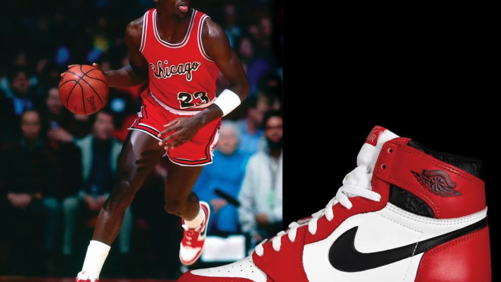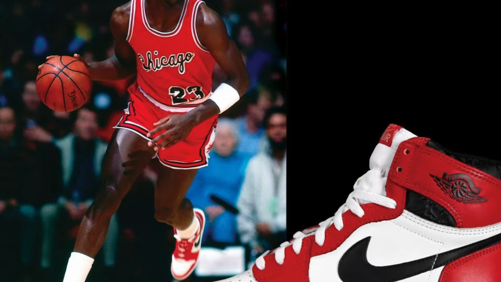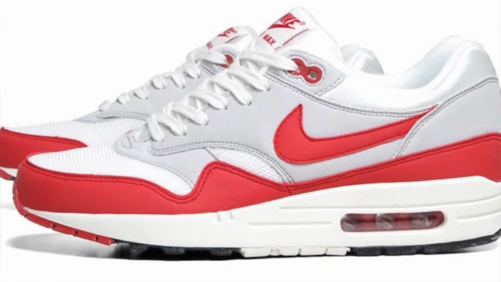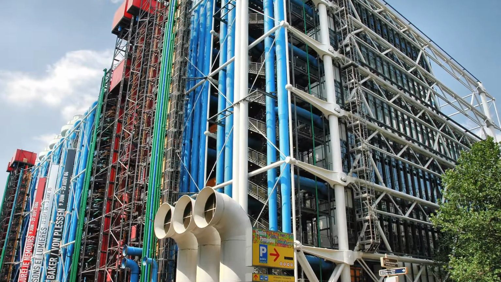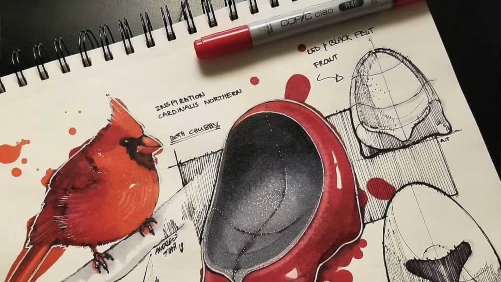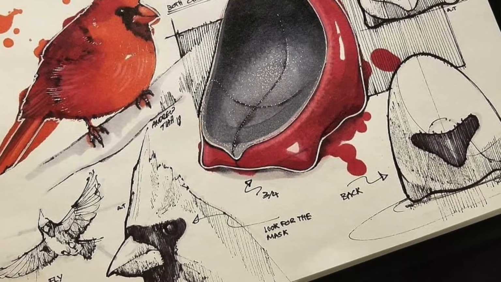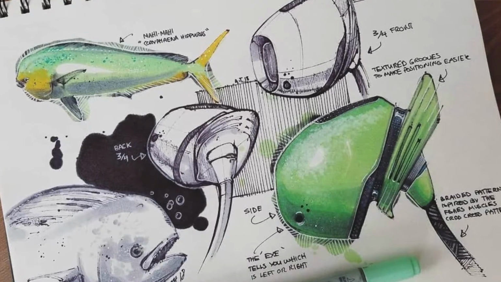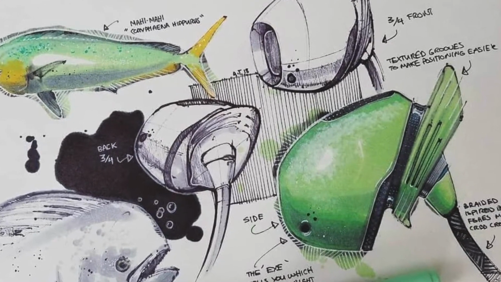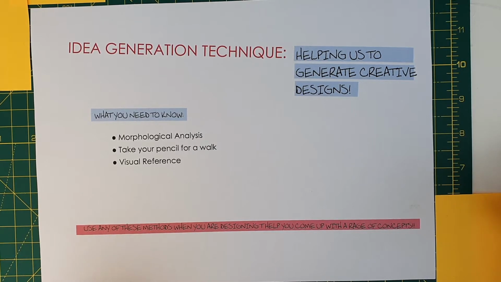Tinker Hatfield, famous designer of the Nike Air Jordan shoes, looked at the space and solar system and also the Pompidou Centre. So designers don't just pluck ideas out of thin air, they use specific techniques to help them do it. And today that's what we're going to learn about: 3 techniques we can use to help us come up with really cool and creative ideas.